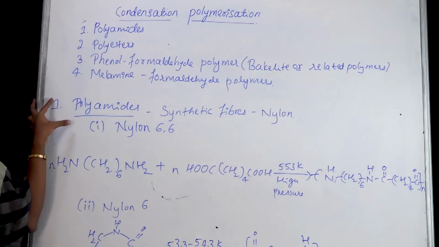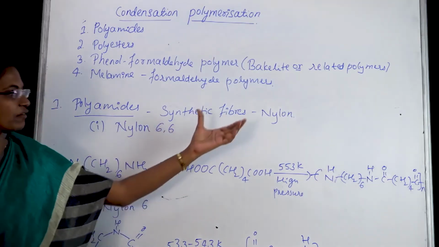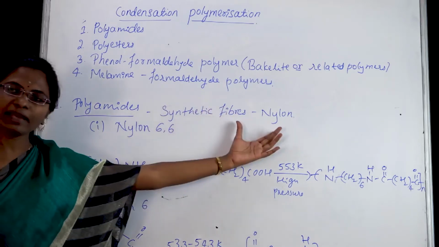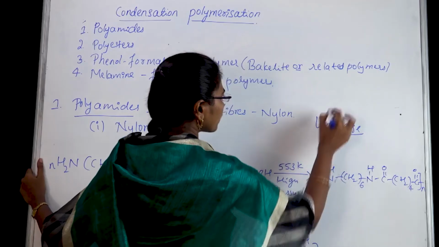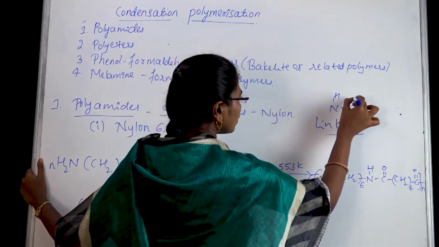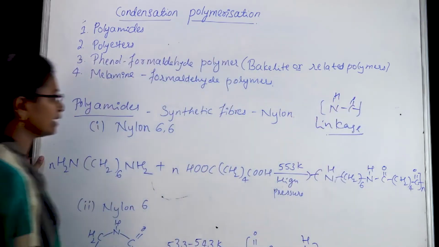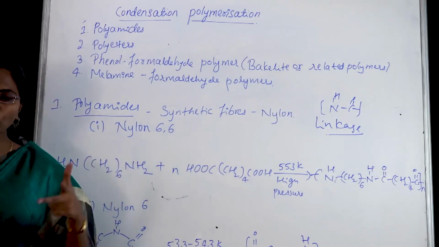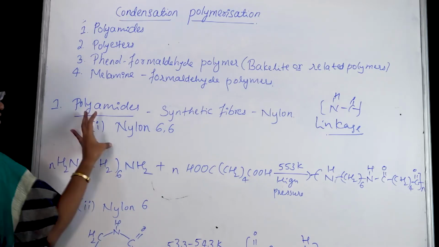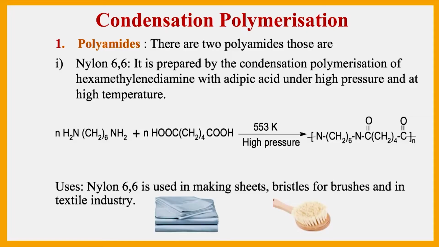The first one is polyamides. Polyamides are synthetic fibers, also called nylon. Polyamides have the polyamide linkage, that is NH-C double bond O, present in them. There are two polyamides: nylon 6,6 and nylon 6. First is nylon 6,6.